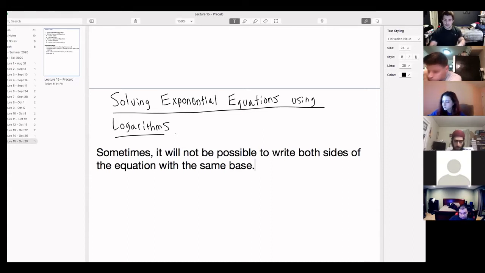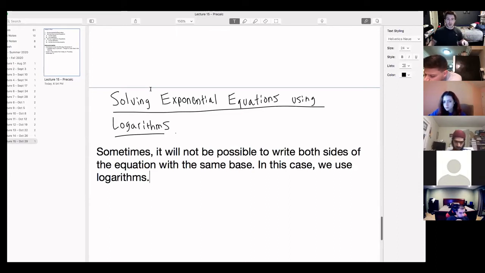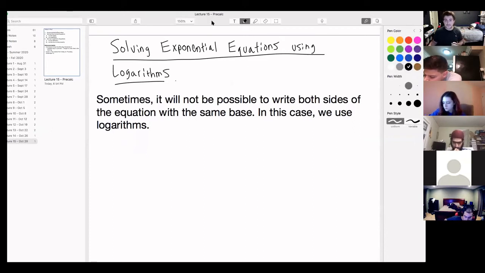So what do we do? Well, in this case, we use logarithms. All right. So I will demonstrate, of course, how to do this. That's why we need this method, because sometimes you can't write both sides as the same base. Sometimes it's just not possible.